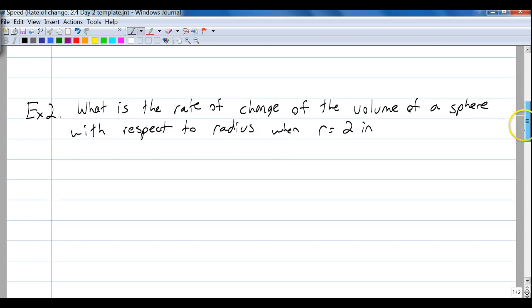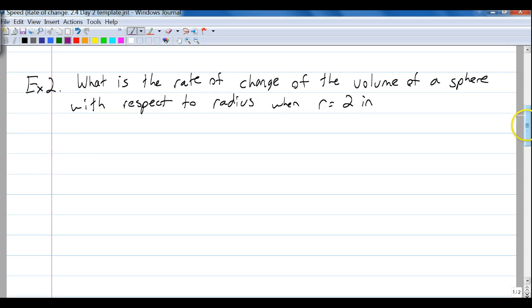We can even do this with geometry formulas. First off, it says we want to know the change of the volume of a sphere with respect to the radius. So we should know that the volume equation of a sphere is 4/3 pi r cubed. So I want to know how this is changing with respect to r. So r is my x value, v is my y variable, or my function. So really what I'm looking for is change in v over change in r. Another way to write that is dv over dr.